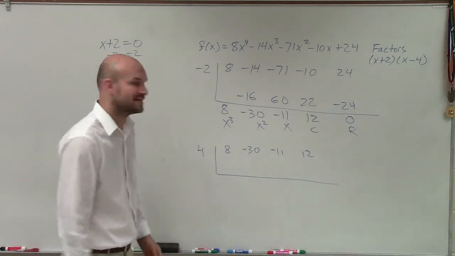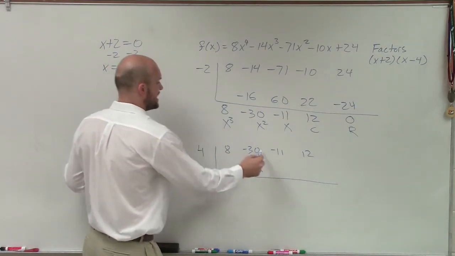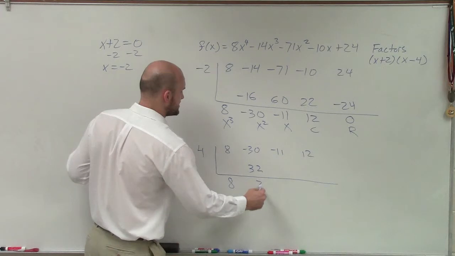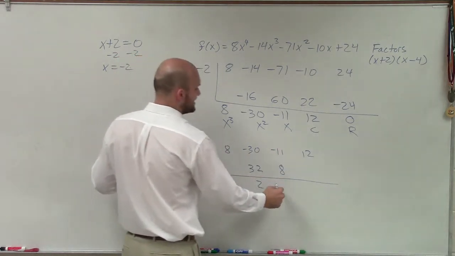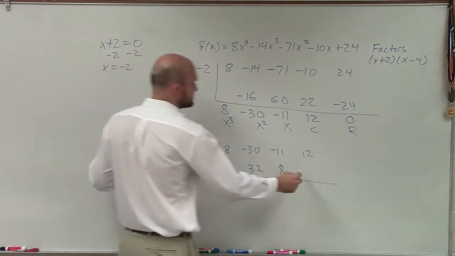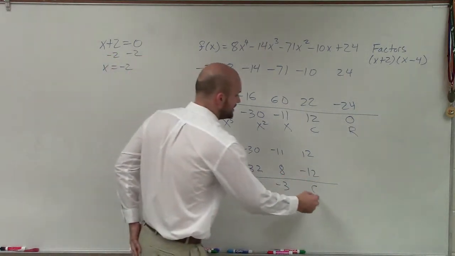Now I apply synthetic division again. Bring down the 8. 8 times 4 is 32. Negative 30 plus 32 is a positive 2. 2 times 4 is positive 8. Negative 11 plus 8 is negative 3. Negative 3 times 4 is a negative 12. 12 plus negative 12 is going to be 0.